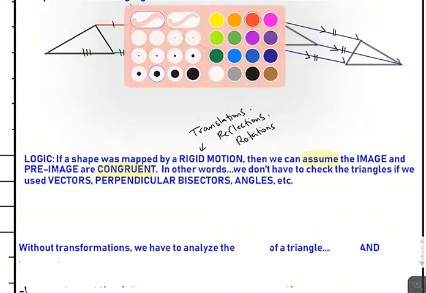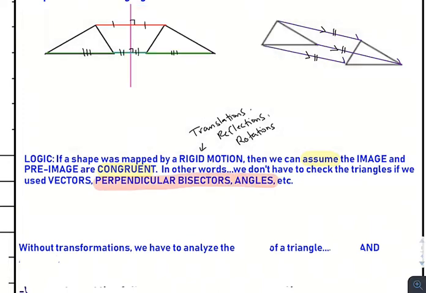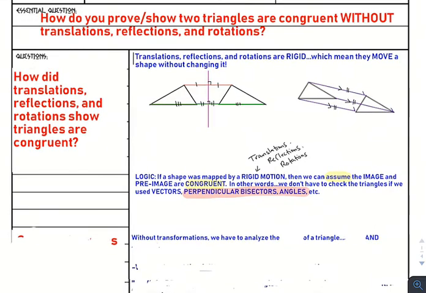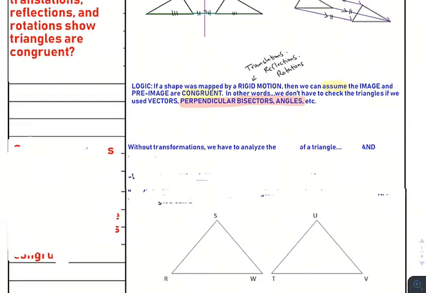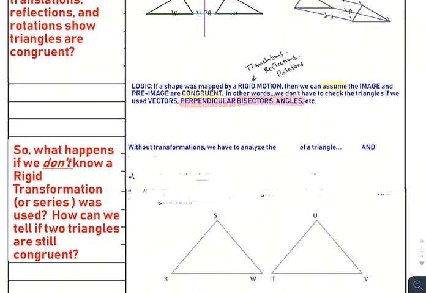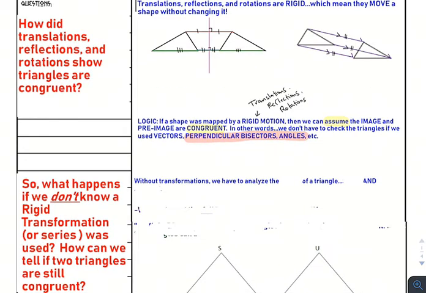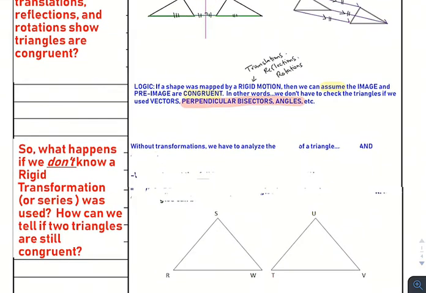Okay? And which is kind of a perfect setup for what we have to talk about today, because what happens then if we don't know a rigid transformation took place? All is well and good if we could map a reflection or map a translation or map a rotation, which I didn't put on here just because those are kind of difficult to draw. And so now what if we take that away? Like we don't actually have a reflection, translation, or rotation that we can map ourselves. How are we going to tell the triangles are still congruent?